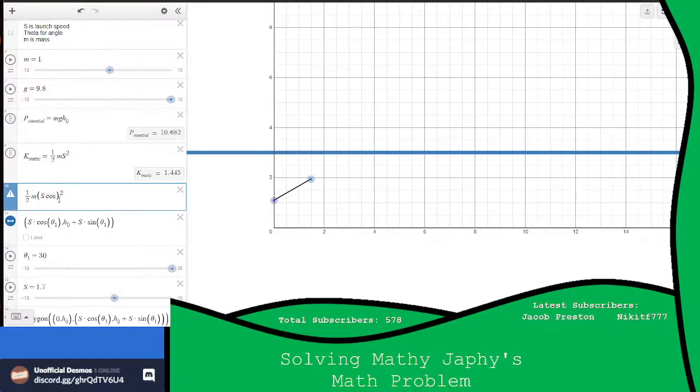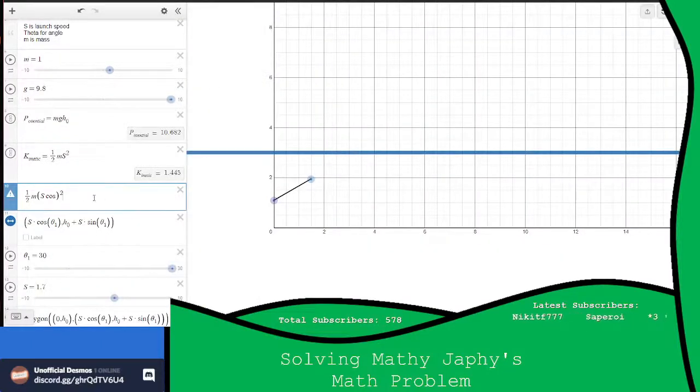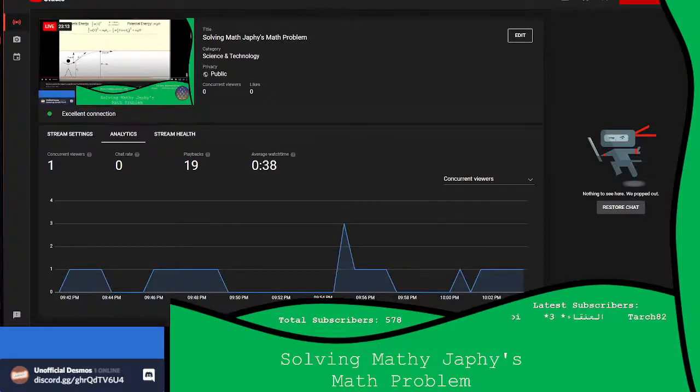squared. That's one annoying thing I've realized: if you switch tabs and then come back in, it always puts your cursor at the end. Kind of weird. How many people are watching? One.